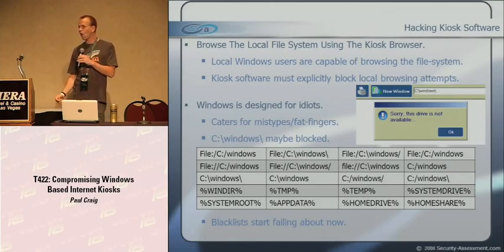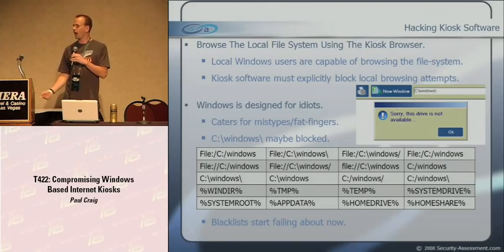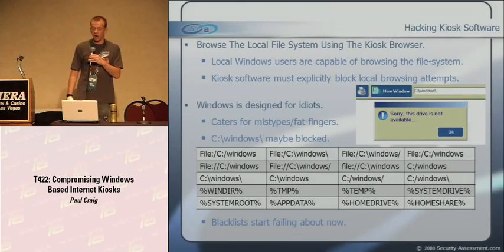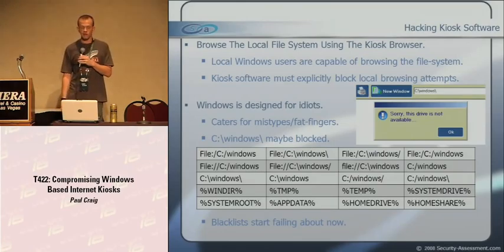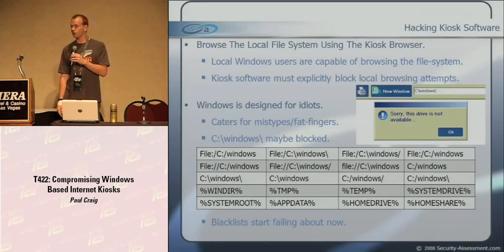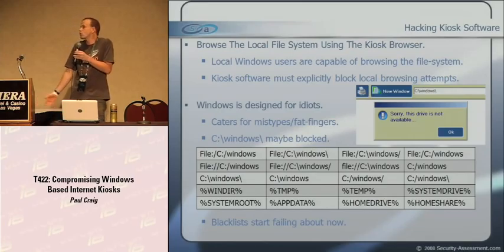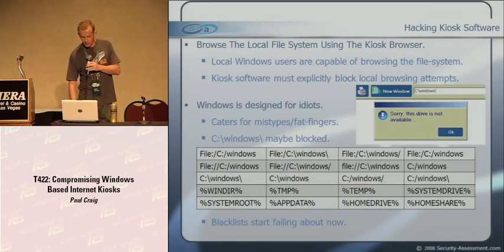And you can see now how blacklists start failing really fast, because the blacklist probably only blocks one, maybe two of those examples. Maybe three, maybe four. What about environment variables? Typing things like %windir%. That doesn't have any backslashes or C or anything like that in it. So these tricks actually bypass quite a few kiosks.